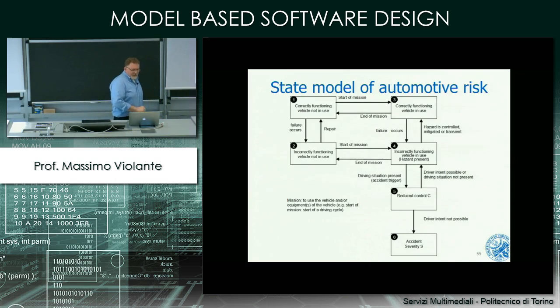So here is the important thing that we have to look at to understand which is the chain of events that could happen. So we start with the correctly functioning vehicle not in use. So we have our nice car that is parked in our parking lot. The engine is off, nobody is seated there, okay? So this is the starting condition. Everything is working correctly in our vehicle, even if we are not using it.